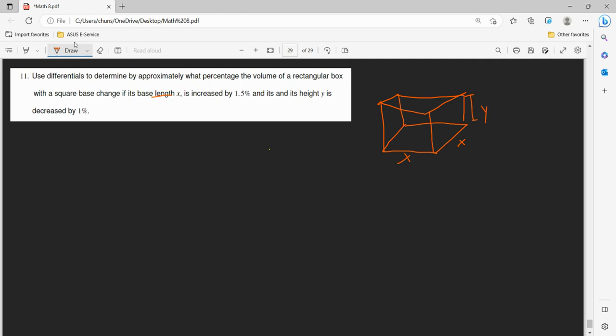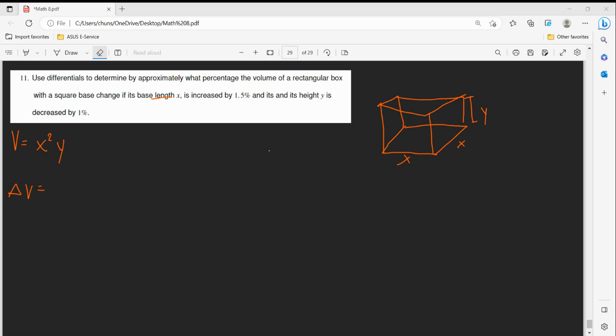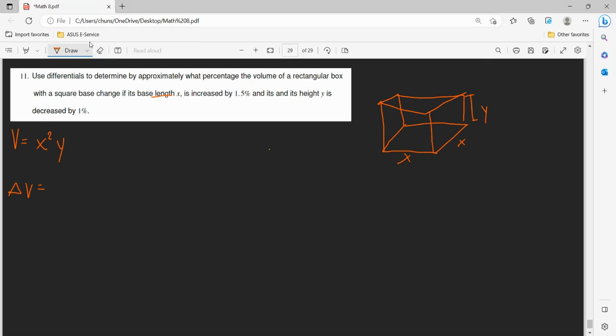All right, so if its height is y, then our volume would be our base times our height. So our base is x times x, which is x squared, times our height, which is y. Okay, and we want to find what our change in V is. So our change in V is equal to our partial derivative with respect to x times delta x, and this is plus our partial derivative with respect to y times delta y.